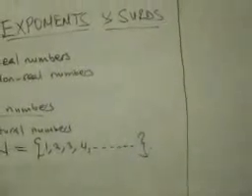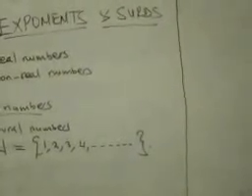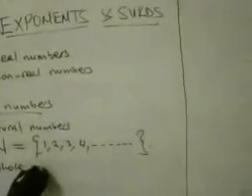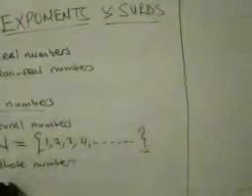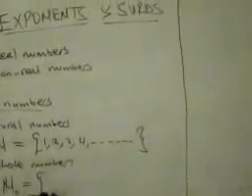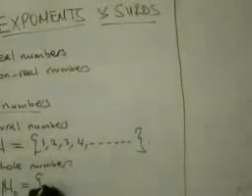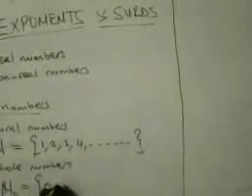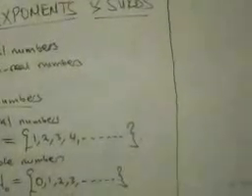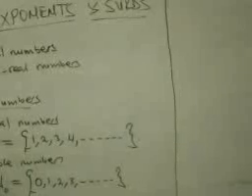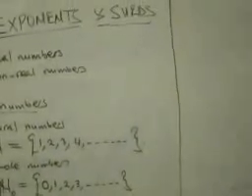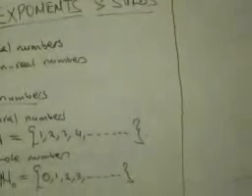The second type of real numbers is the whole numbers. Whole numbers are denoted by N naught, because these numbers start with 0, 1, 2, 3, up to infinity. So there is a difference. The difference between natural numbers and whole numbers is that whole numbers start with 0, whereas natural numbers start with 1.